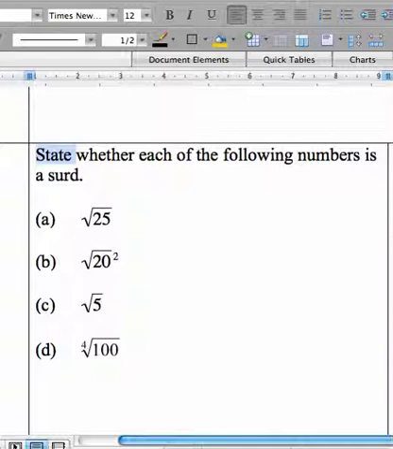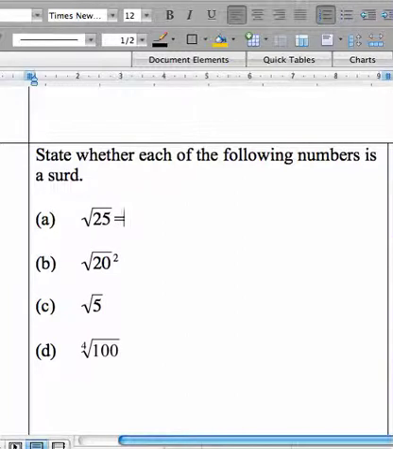So if it's a surd, then that means the radical sign cannot disappear. Well, I know the square root of 25 is actually equal to 5 because 5 times 5 is 25, and that is my number. So 25, we can say, is not a surd because the radical sign disappeared.